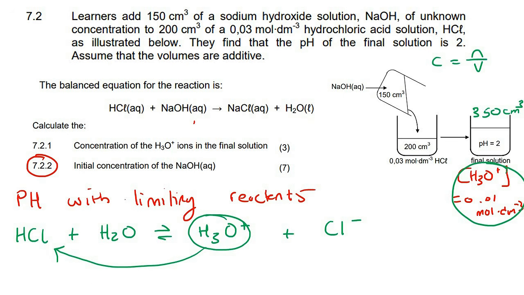So we can say 0.01 equals the moles, which we don't know, over the volume. Now the volume is 350, but we must change it to decimeters cubed. So we are going to divide by 1000, and that'll be 0.35. Okay, so let's get the moles of H3O+. The moles of H3O+ is going to be 0.01 multiplied by 0.35. And that'll be 3.5 times 10 to the negative 3.